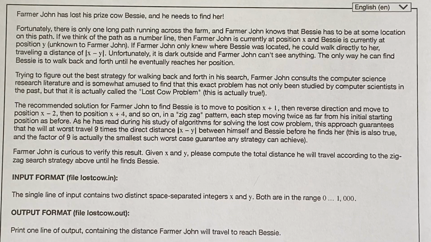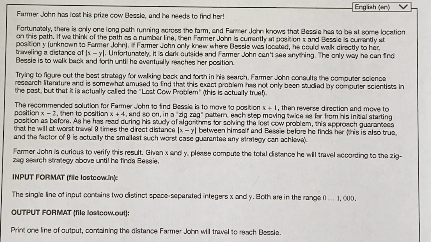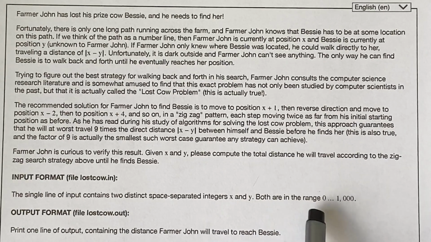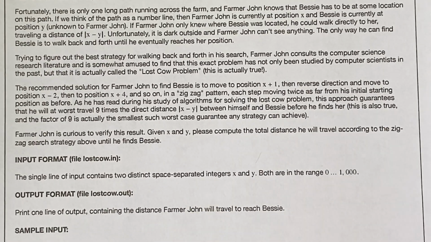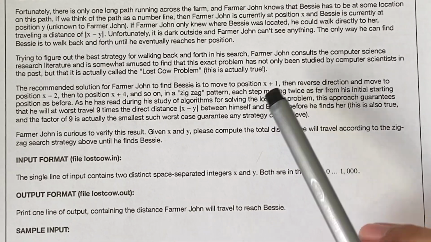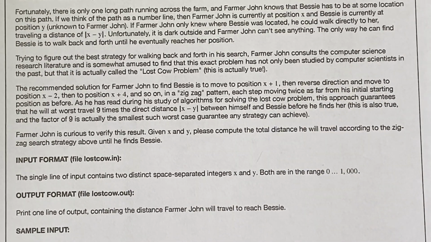Farmer John is curious to verify this result. Given X and Y, please compute the total distance he will travel according to the zigzag search strategy until he finds Bessie. So, there's the problem. The inputs are positions X and Y, ranging between 0 and 1000, and your program is just supposed to output how far Farmer John is going to travel.